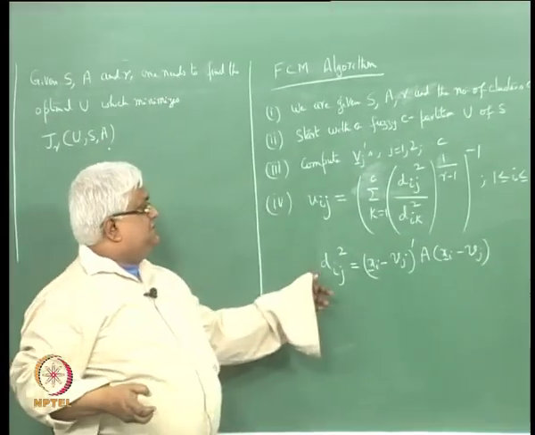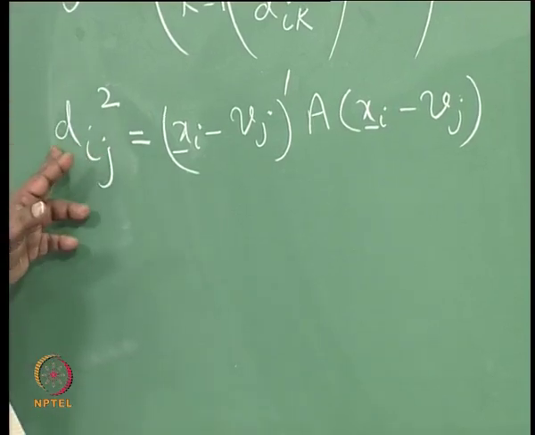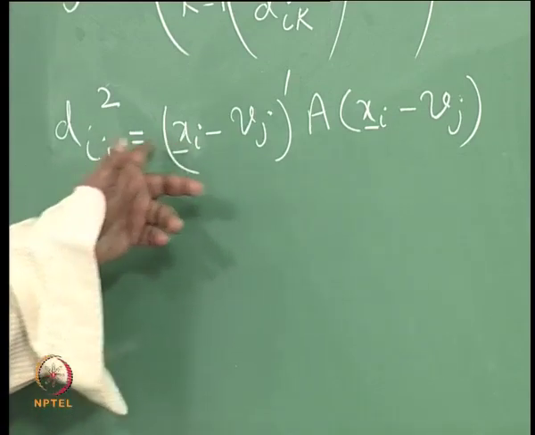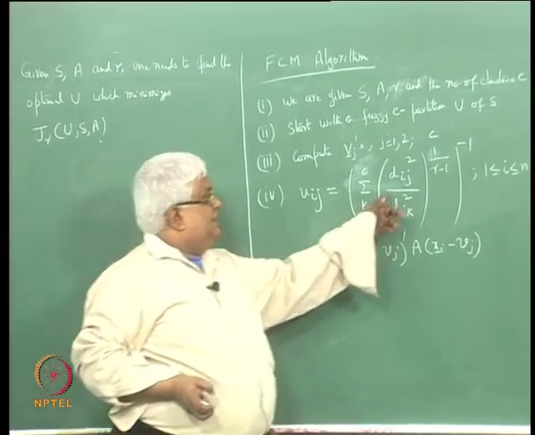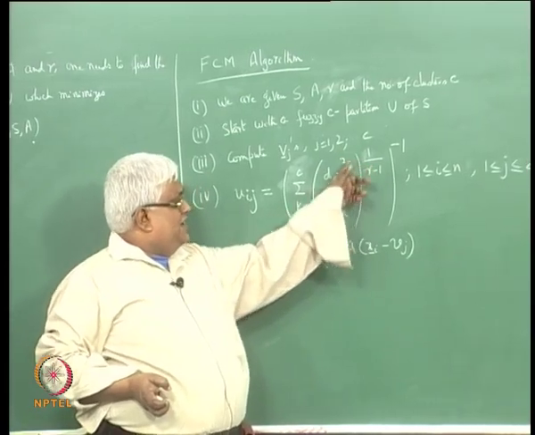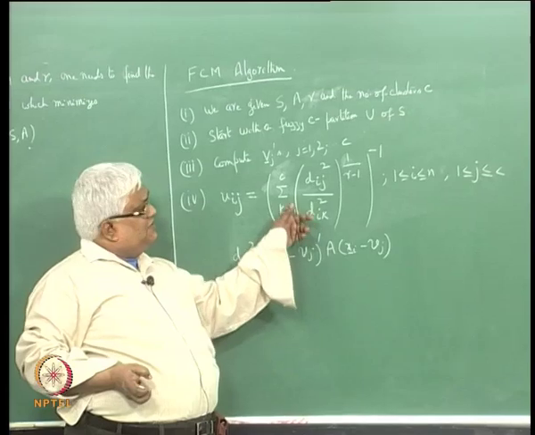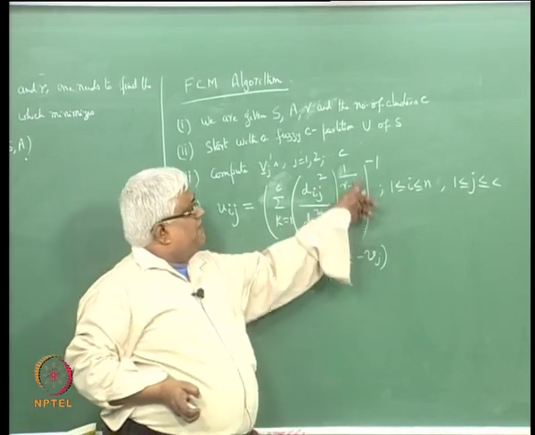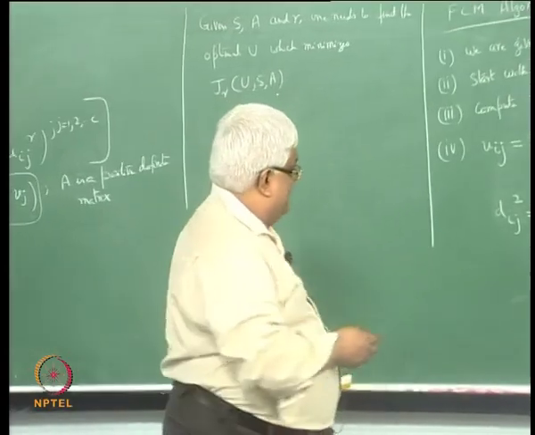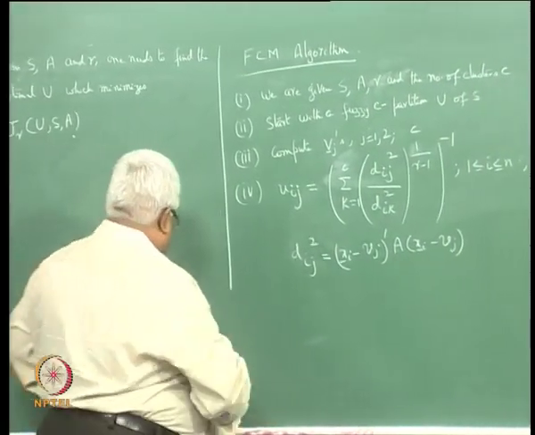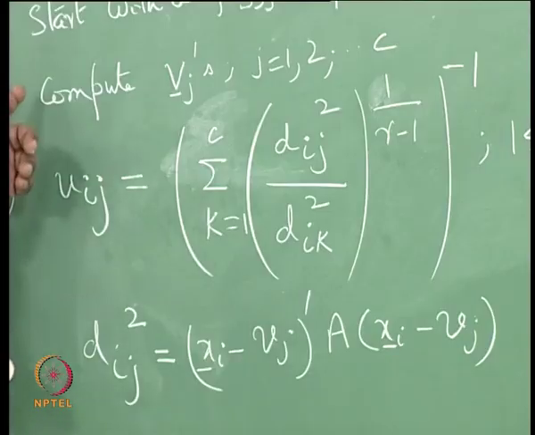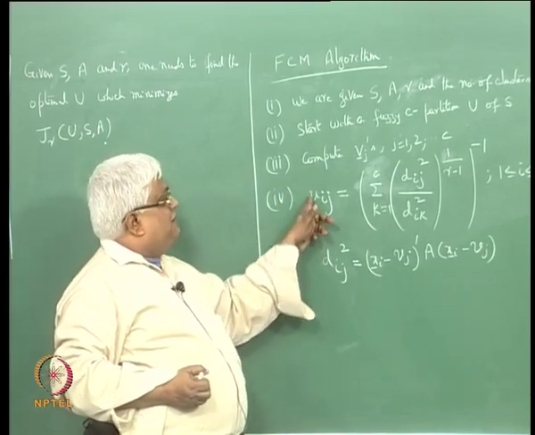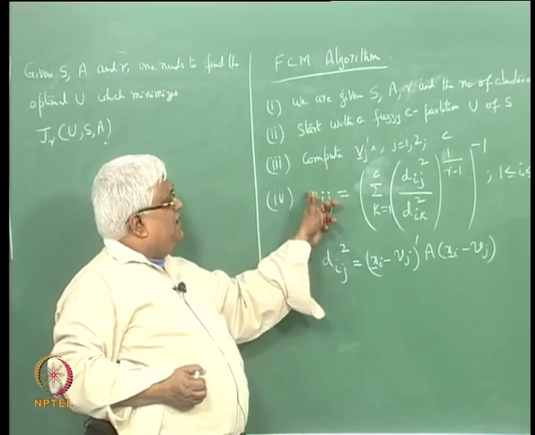You understand why it is written as d. D is the distance, the distance of the ith point to the jth mean, that is dij square. This is dij square in the numerator, and in the denominator dik square, k equal to 1 to c. This holds to the power 1 by r minus 1, and this holds to the power of minus 1. So, given u, you compute v's, from there u, and from u again v, then again u and again v.